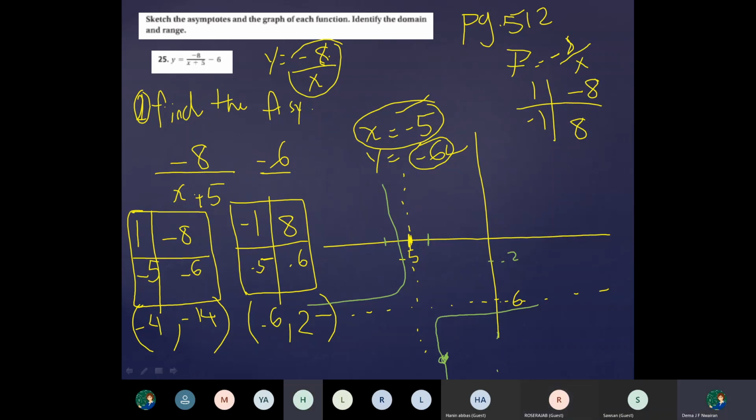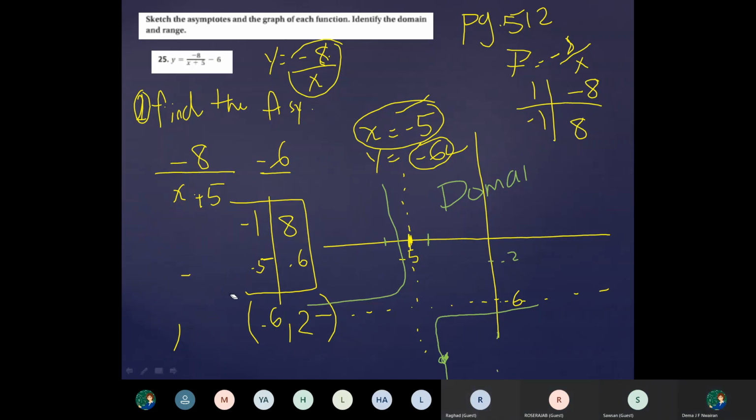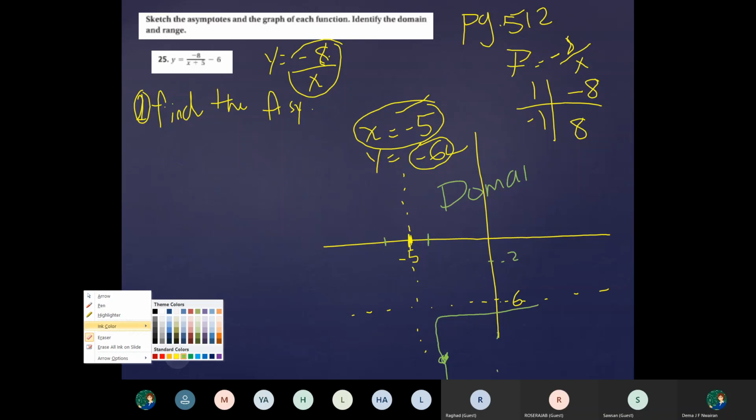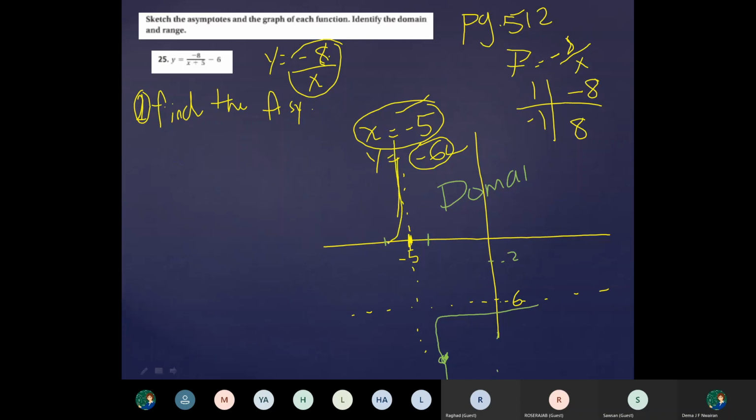Now from here, what about the domain? The domain is all real numbers except at negative 5. And the range is all real numbers except negative 6. Exactly. Thank you. So I will clear here. I'm sorry, it mustn't touch the x-axis.